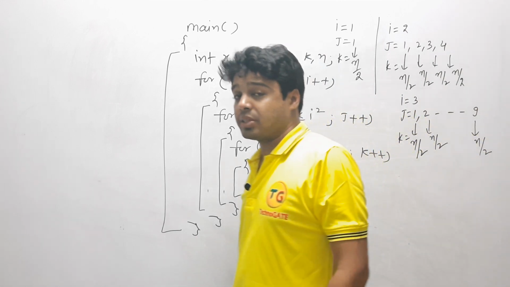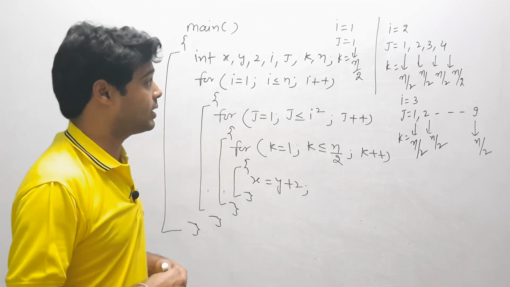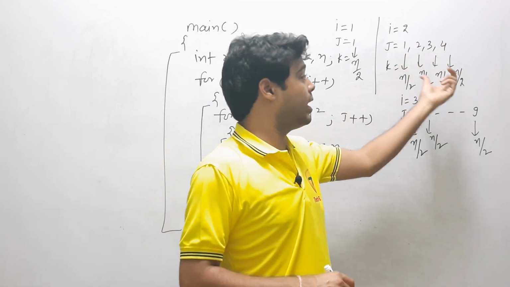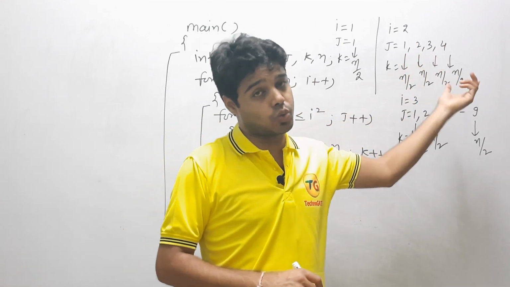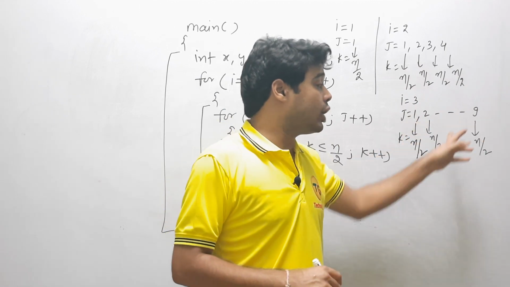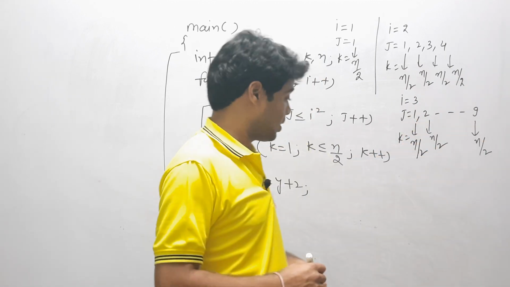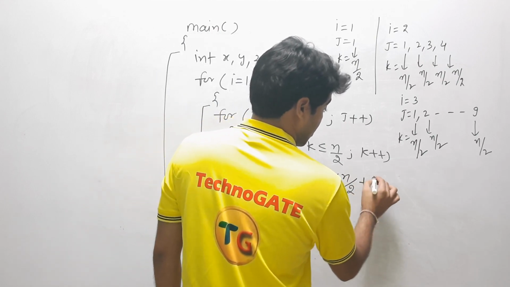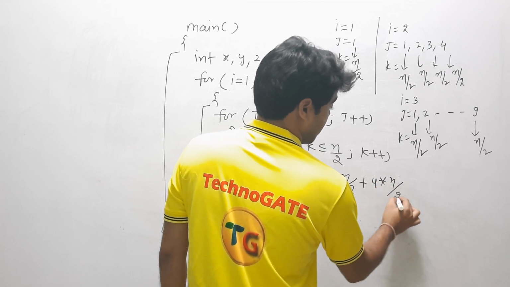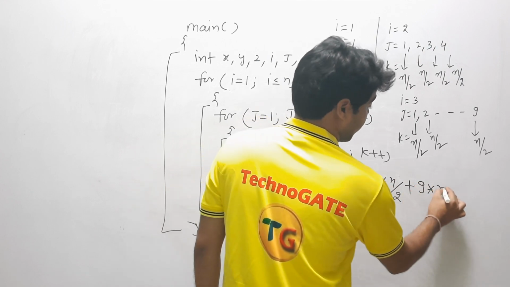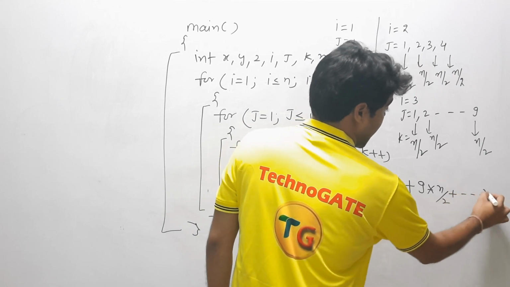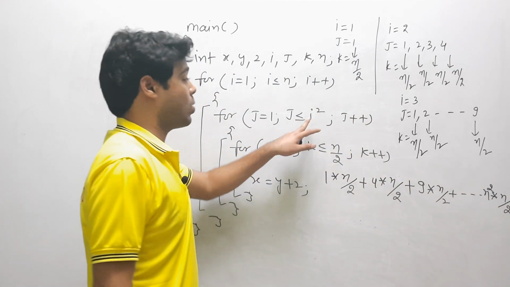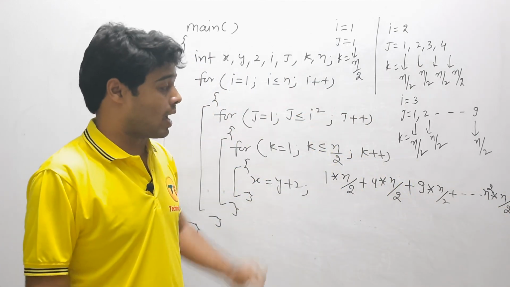So what is the expression it generates here? Here 1 into n by 2, and here 4 into n by 2 times. So 4 means 2 square into n by 2. Here 9 into n by 2 means 3 square into n by 2. So 1 into n by 2 plus 4 into n by 2 plus 9 into n by 2, up to n square into n by 2, because j goes to i square and the maximum value of i is n here. So n square into n by 2.